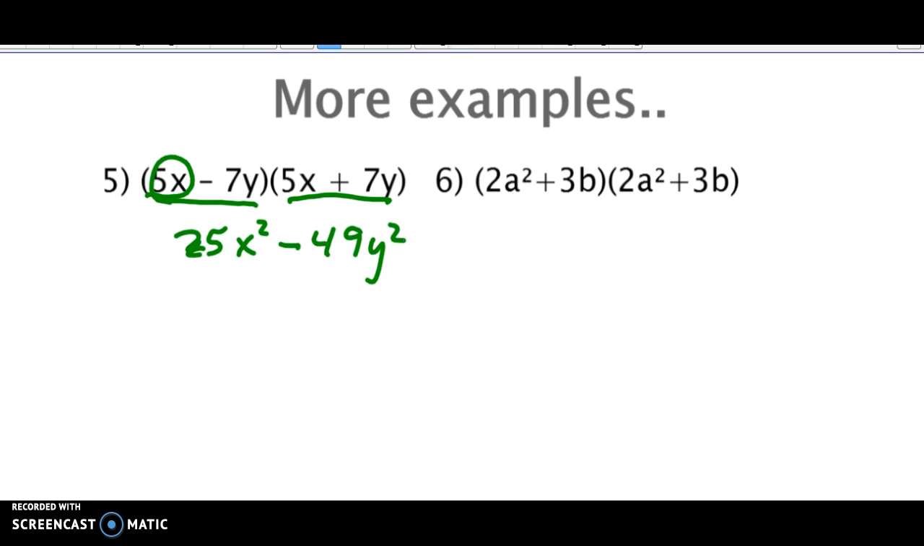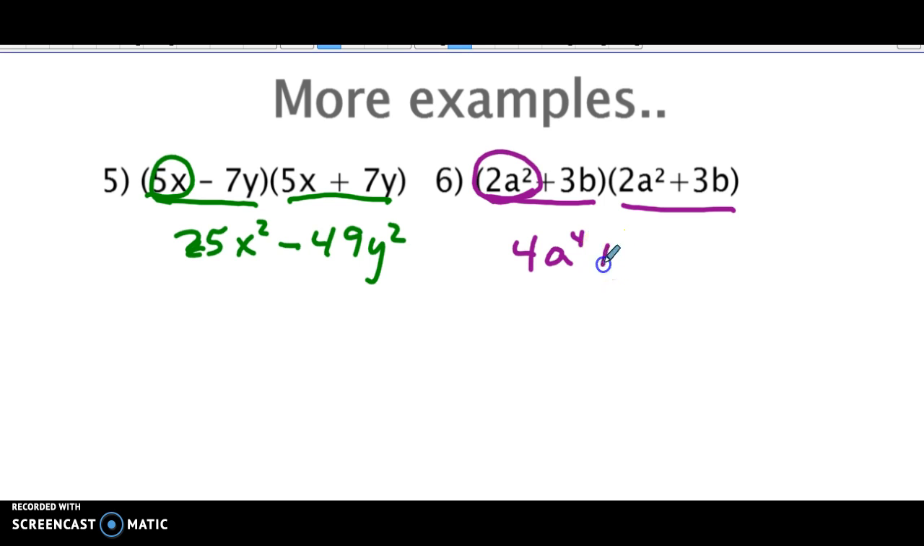Let's check out number 6. On number 6, I have 2a squared plus 3b times 2a squared plus 3b. So this is a binomial square because I'm taking the same binomial and multiplying it by itself. Remember, this is the one that gives you a trinomial answer, so I should get 3 terms in my multiplied version. So I'm going to take my first term and I'm going to square it. 2 squared is 4. A squared to the second power is a to the fourth.